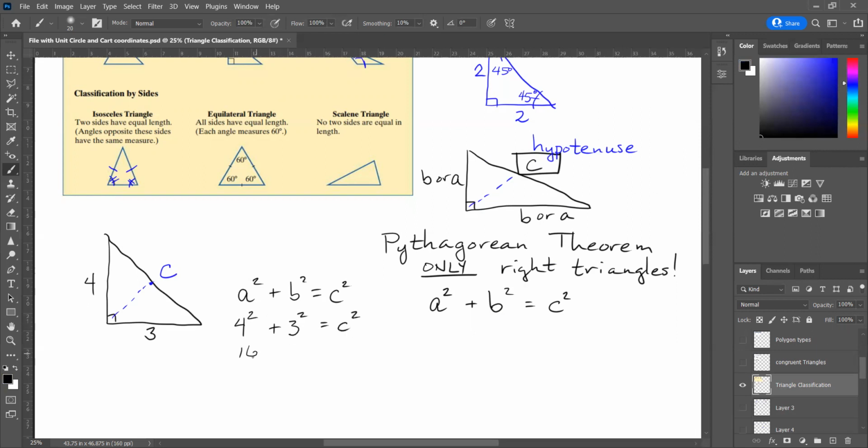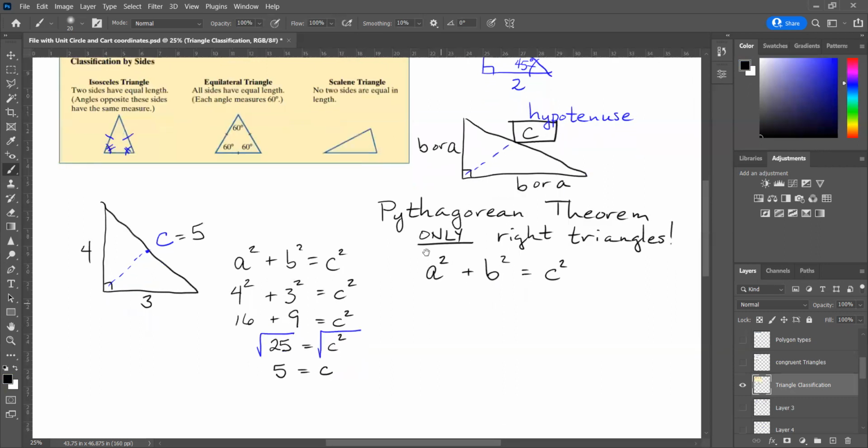4 squared is 16. 3 squared is 9. Now I can add those together. 16 plus 9 is 25. Notice I used PEMDAS. I did the exponents before the adding. And now to reverse this c squared, I need to take the square root. And anything I do to one side, I do to the other. And as it turns out, the square root of 25 is 5. And that would be c. So now we found the length of that third side.